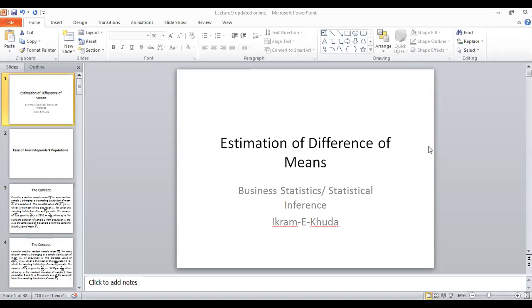It could be the case that we have two populations and we want to see which one is better than the other, or which one is greater than the other, or otherwise which one is smaller than the other. So there could be anything. The comparison could involve anything, and this is a very common statistic that is used in statistical inference problems. So let's start with it, the estimation of the difference of means.